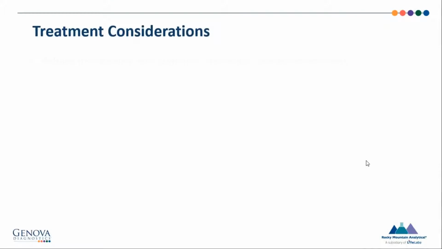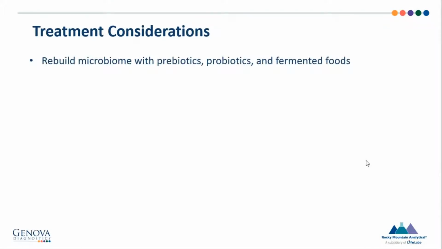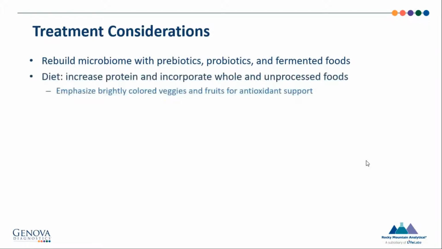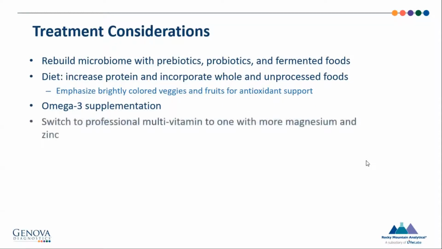So as far as my treatment considerations, I want to rebuild that microbiome, prebiotics, probiotics, fermented foods. I want a diet that's increased in protein and to incorporate whole and unprocessed foods. I want to emphasize brightly colored veggies and fruits for antioxidant support. I love using foods first and foremost. Omega-3 supplementation, and maybe switch to a professional multivitamin, something of higher quality with magnesium, and I keep saying magnesium, that's just my opinion, and zinc.